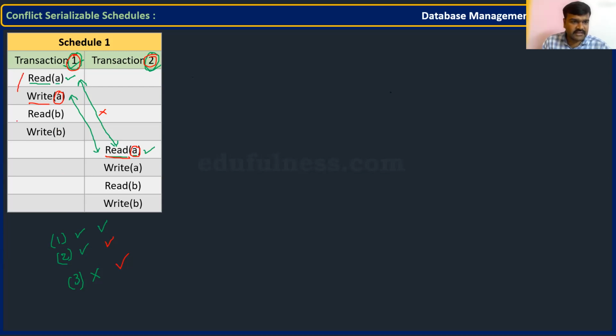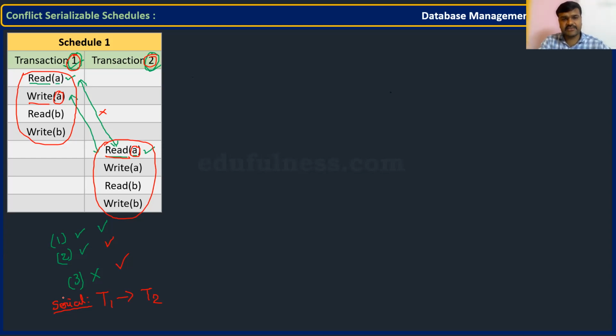After all T1 transaction operations are completed, then you start T2. So this is T1, and after that you start T2. This is a serial schedule. That is very important. With serial schedules, we are not going to have any issue, always.